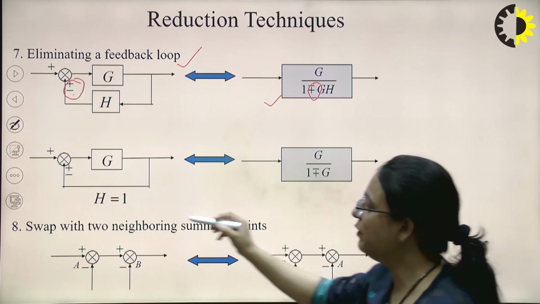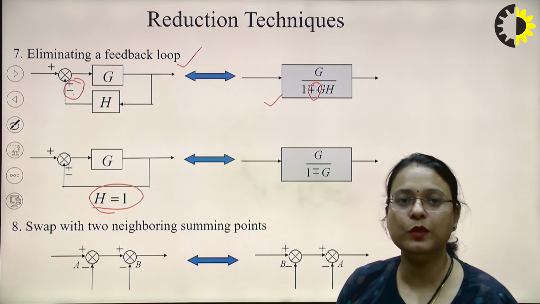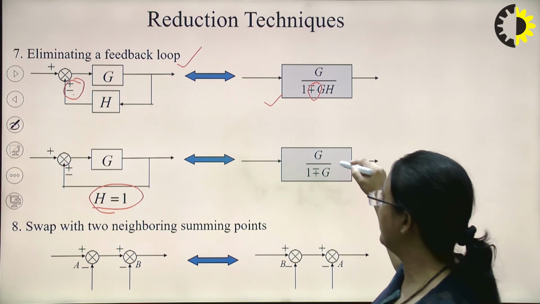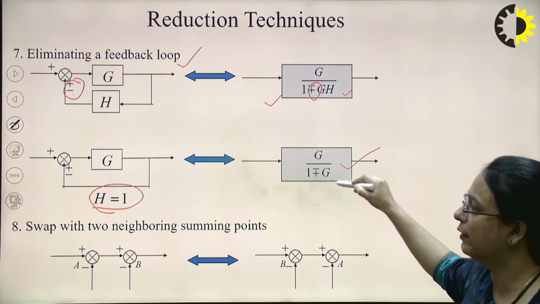When we have the feedback loop gain H equal to 1, it can be represented by this. You can put the value of H as 1 in this equation, and you will get this.